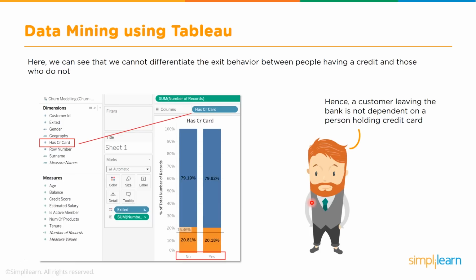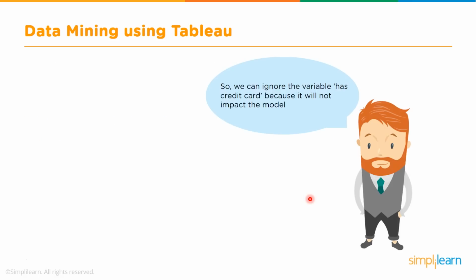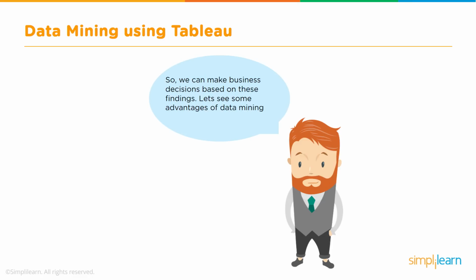Last, we will check how the geography is impacting. Once again, we can drag and drop the geography column, and we see there are about three geographies, France, Germany and Spain, and there is some kind of impact with the geography as well. What we derive from this is that we can ignore the credit card variable or feature from our analysis because it doesn't have any impact, but gender and geography we can keep and do further analysis.